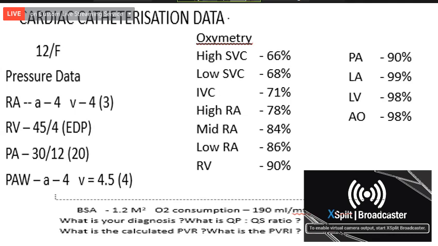You tell me the pressure data. Right ventricular systolic pressure is elevated. Diastolic pressure is normal. Very good. Pulmonary artery, both systolic and diastolic pressures slightly high. No, 30 can be taken as the upper limit of normal, 12 upper limit of normal, and 20 also is upper limit of normal. 20 may be abnormal, but if at all you can say mild pulmonary hypertension.